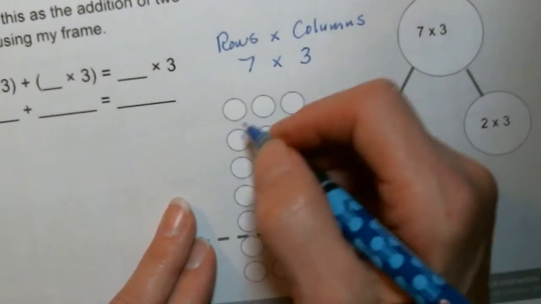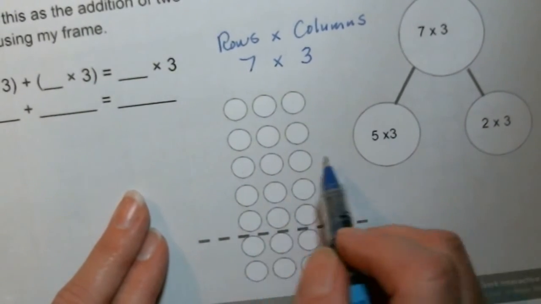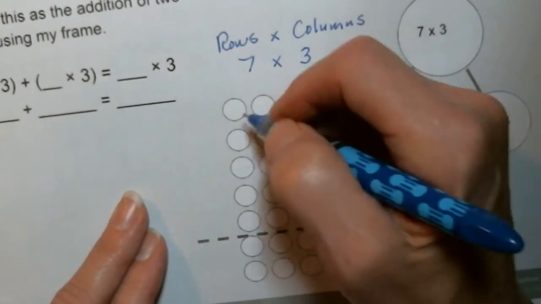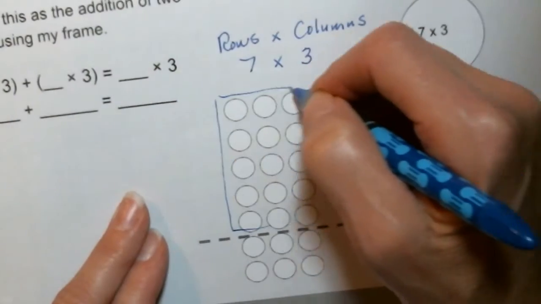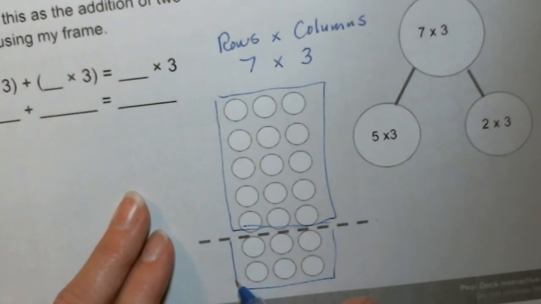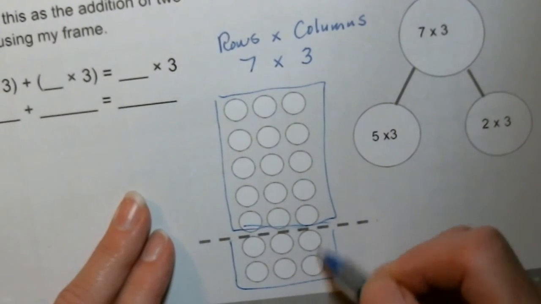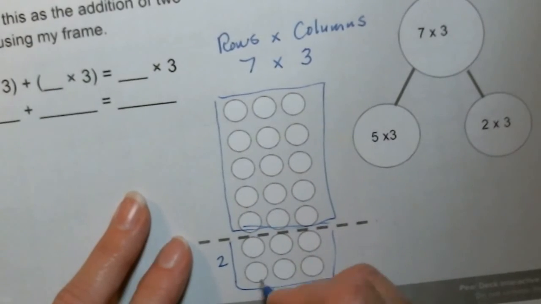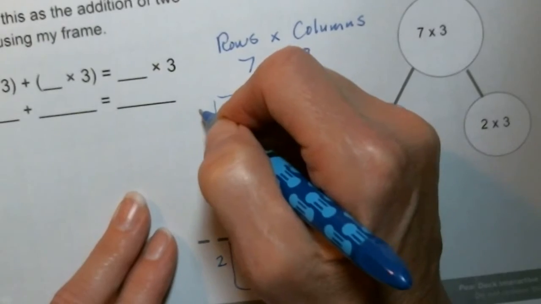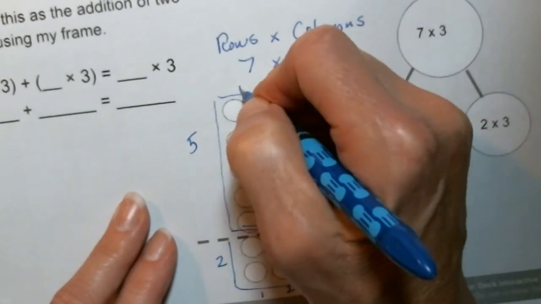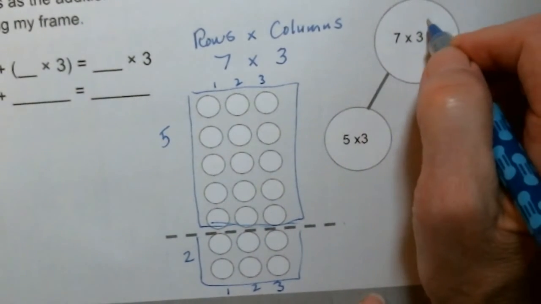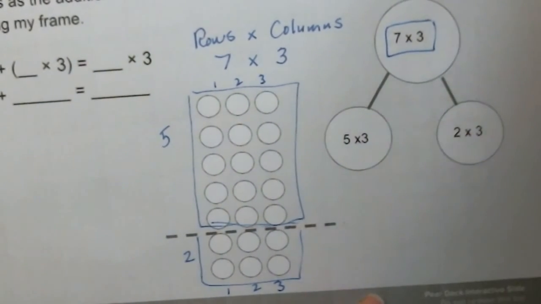This part they did 1, 2, 3, 4, 5 rows times 3 columns. So that's what this part of it is. And then this part is 1, 2 rows times 3 columns. So this is 2 times 1, 2, 3. This is 5 times 1, 2, 3. And then when that is written as a number bond, we have our whole multiplication problem here.